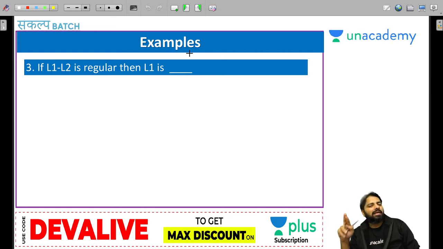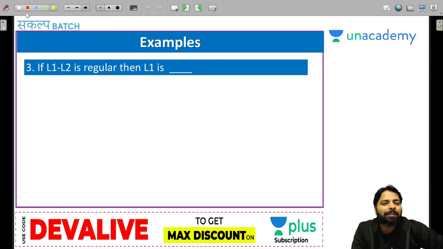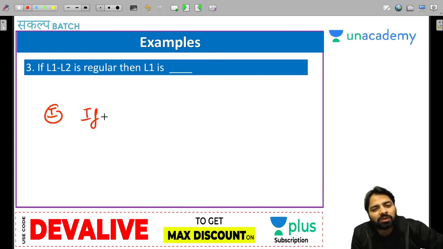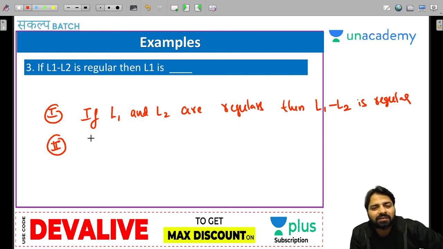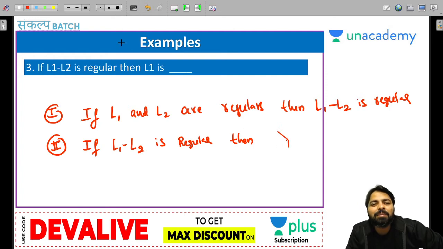Next one. L1 minus L2 is regular. Then what could be L1? Same problem happens again. If L1 and L2 are both regular, then no doubt L1 minus L2 is regular only. You don't have any doubt in that. But if L1 minus L2 is regular, that doesn't mean that L1 is regular. Yes or no? Do you have any example? Then only you can answer it.